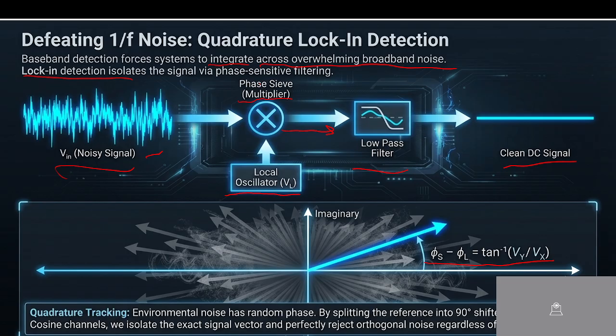The need for quadrature lock-in detection, as opposed to normal lock-in detection. What is quadrature lock-in? Here it is mentioned that it takes the quadrature, meaning it takes the 90-degree shift of the sine and cosine channels. Both it takes. That's why it is a quadrature. I'll tell you. Wait. Noise.